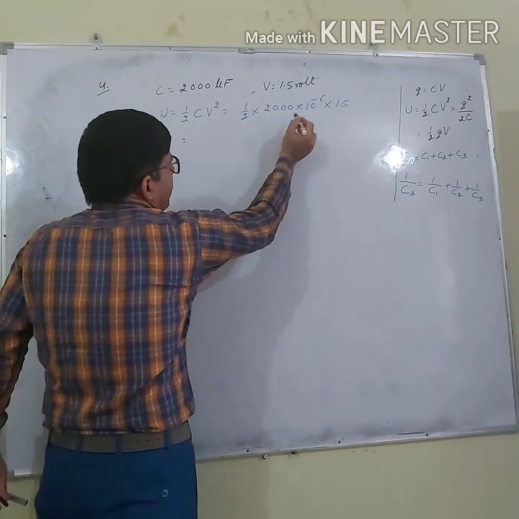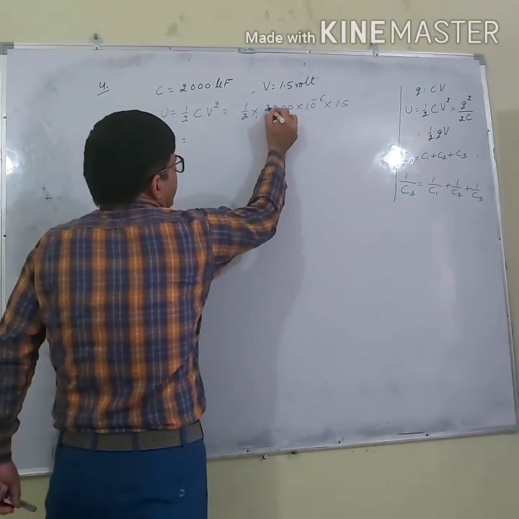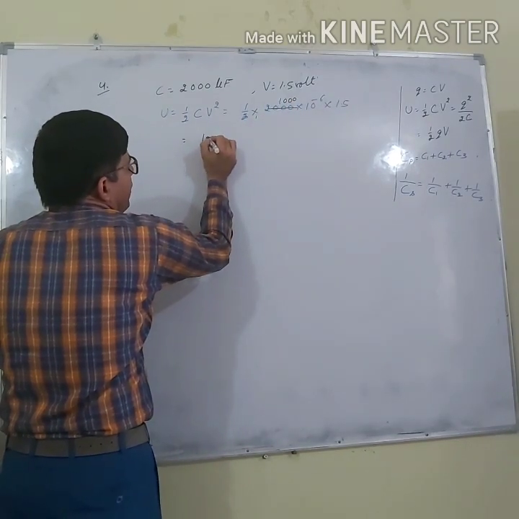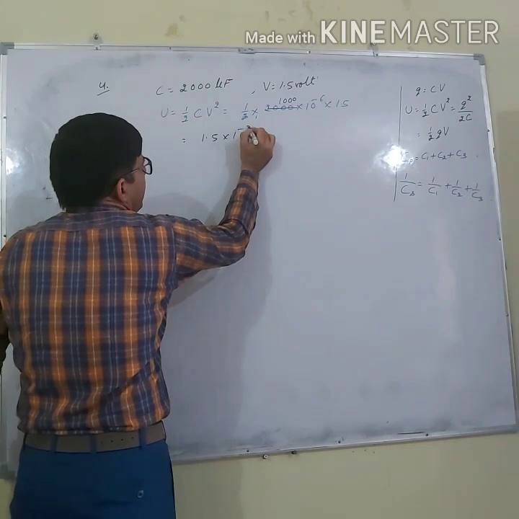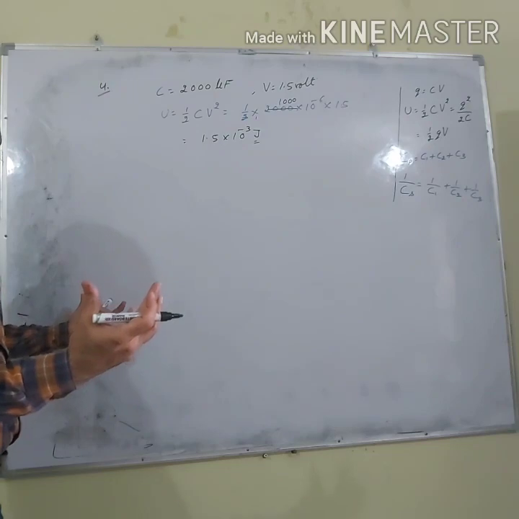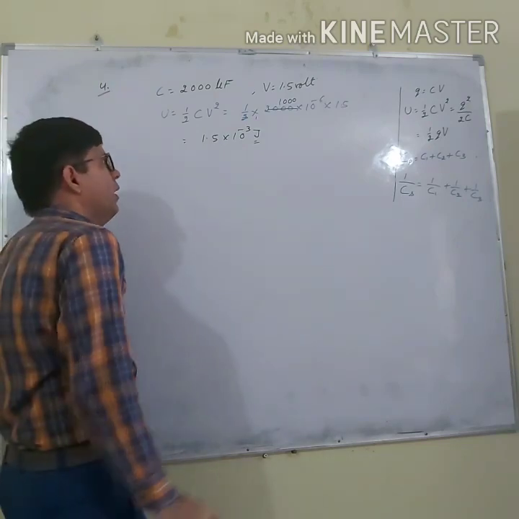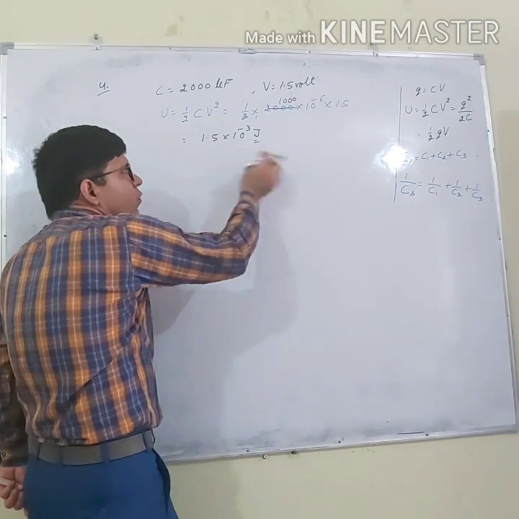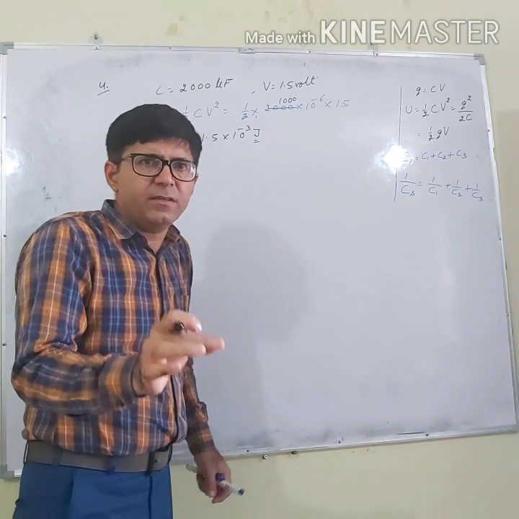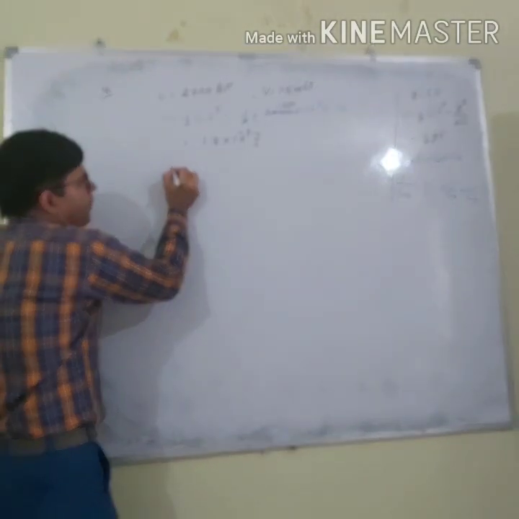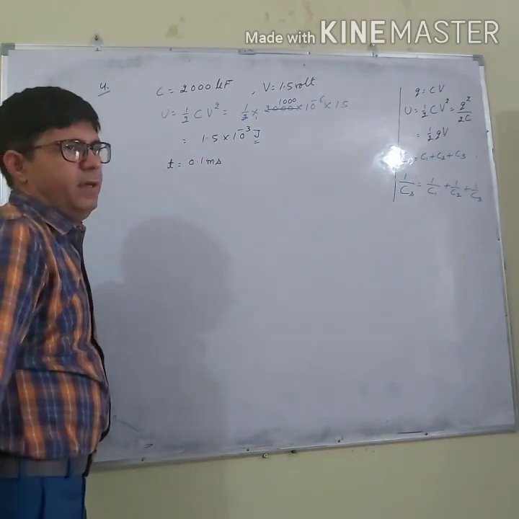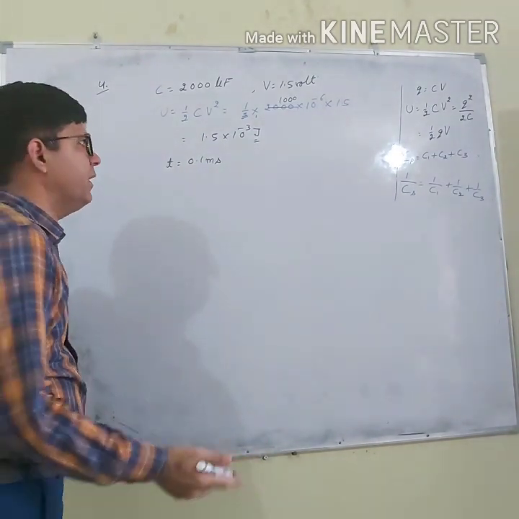So this is 0.75 and this is, let us say, 1000, and 10 to the power minus 3. It is 1.5 into 10 to the power minus 3 joule. Now how is the flash created? The capacitor stores so much energy, and this energy is to be released within a very small time of 0.1 millisecond.